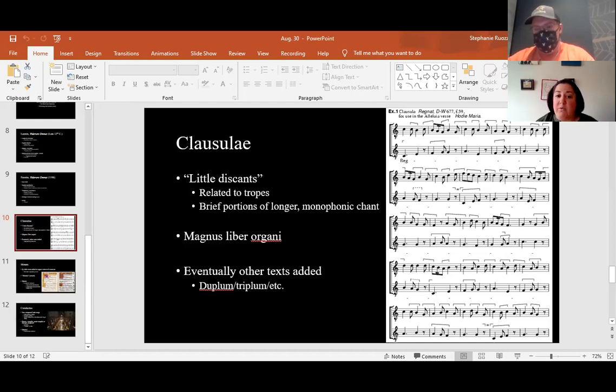So these were brief portions of longer monophonic chants. So the original parts of the chant that had been around for a few centuries, that had been around since Charlemagne and the Franks' conquest, those larger chants were monophonic still. But these little sections, these discants, these clausulae that were troped on later are portions of those larger monophonic chants.